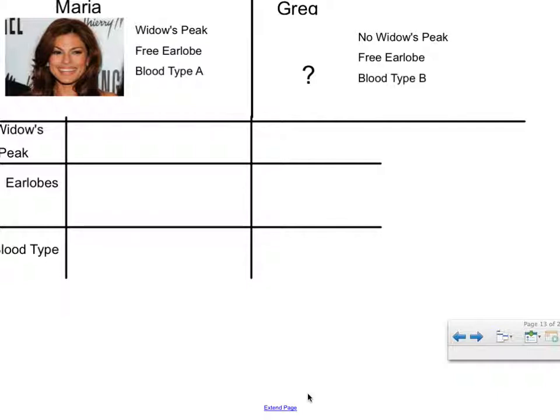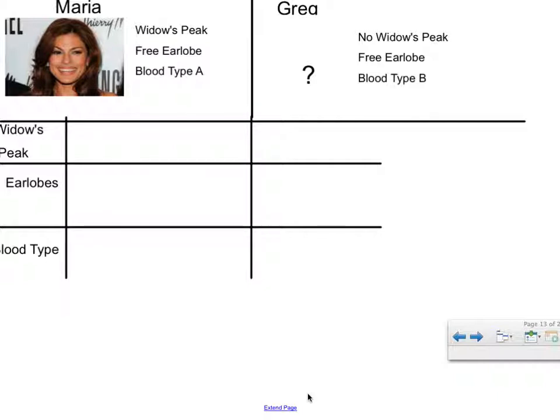Greg has no widow's peak. Recessive, recessive. Greg has free earlobes. Dominant dominant. Dominant recessive. Greg's blood type is B.